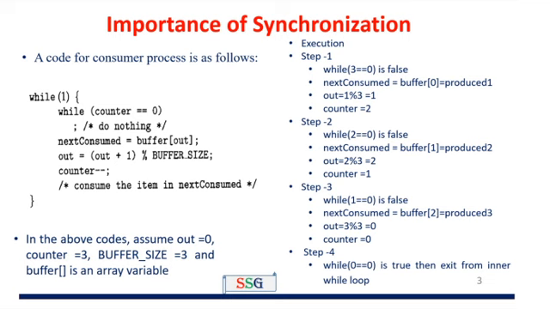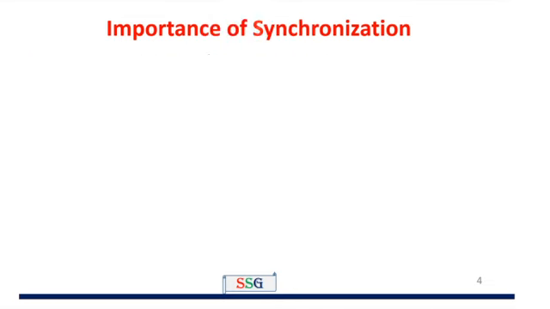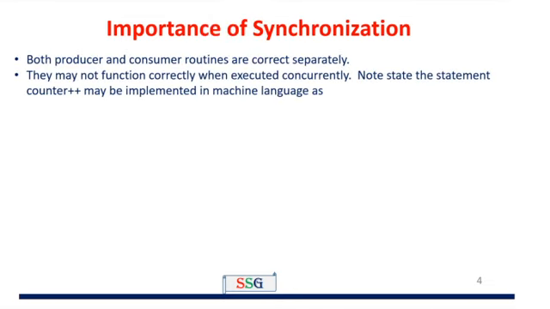The next one, while counter equal to 0, that is 1 equal to 0, again the condition is false. Next consumed is buffer of 2, that is produced 3, and that produced 3 is the next consumed. Next out equal to 2 plus 1, 3 modulus 3 equal to 0. Now counter minus minus, the counter value equals 0. The next one, while 0 equal to 0 means true, then exit from the inner while loop. That means all the produced items are consumed. For all 3 items produced in the producer, the consumer also consumed all 3 items in the same order. Here both the producer and the consumer routines are correct separately.